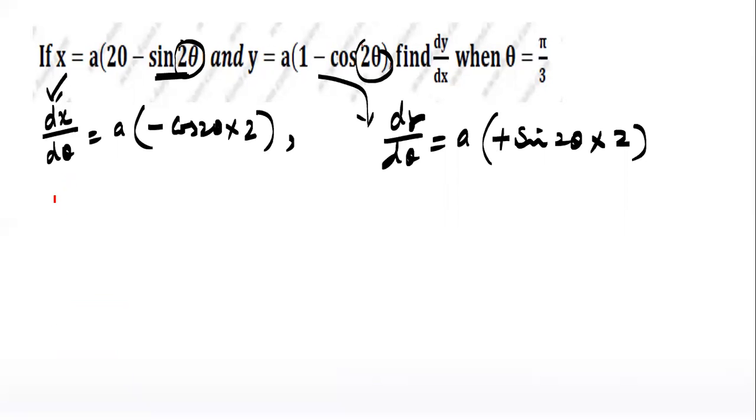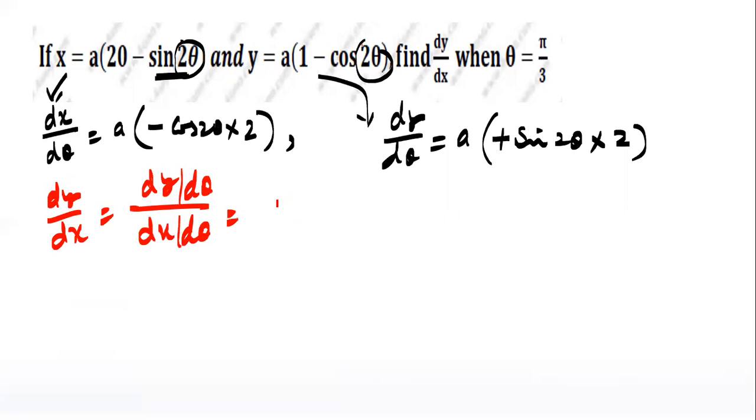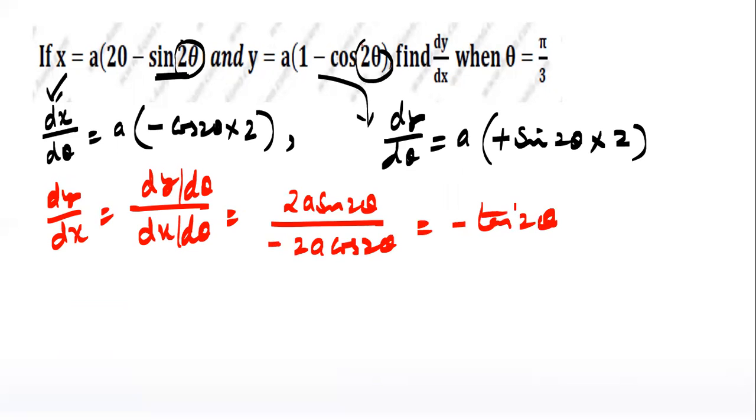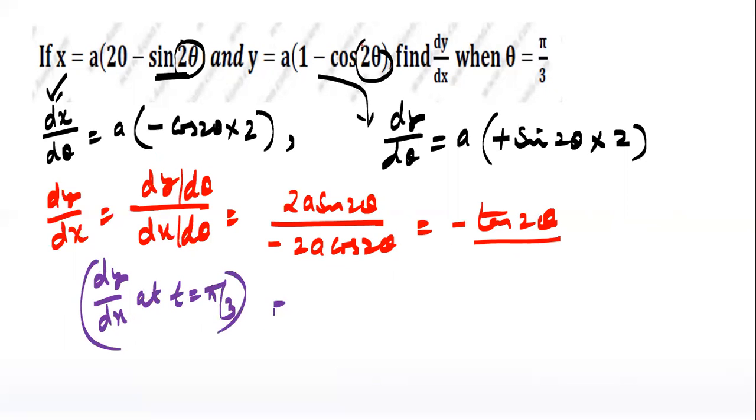Find out dy over dx. It would be dy over d theta upon dx over d theta. That is 2a sine 2 theta upon minus 2a cos 2 theta. That is minus tan 2 theta. 2a cancel, minus tan 2 theta. But we have to find out dy over dx at theta equals pi by 3. It will become minus tan 2 pi by 3.